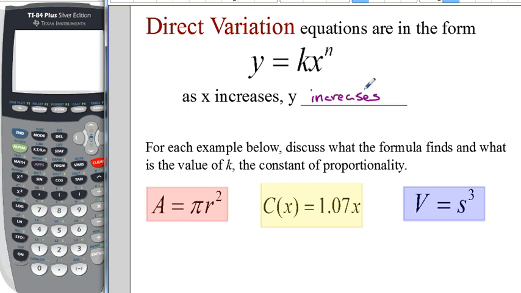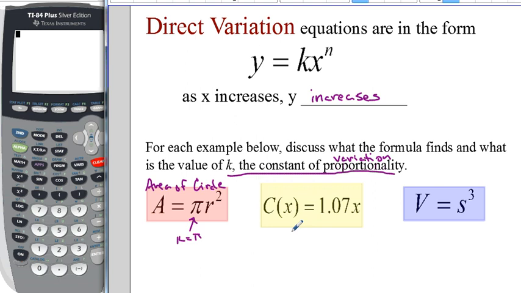Now down here we have three formulas that are all direct variations, and the formula should somewhat look familiar. For instance, this one is the area of a circle. You'll notice that we said they're all in the form y equals kx to the n. K is a number, and in this case our k is pi. K is what's often called the constant of proportionality. Sometimes it's also called the constant of variation. Same thing.